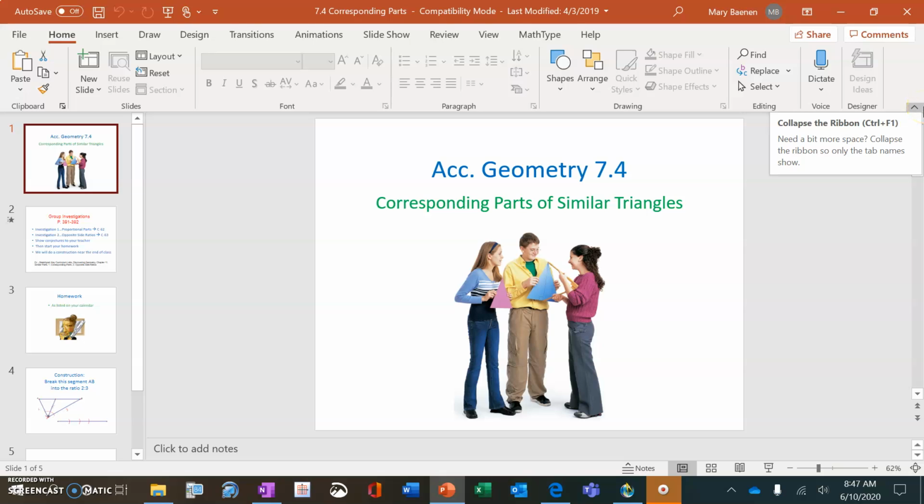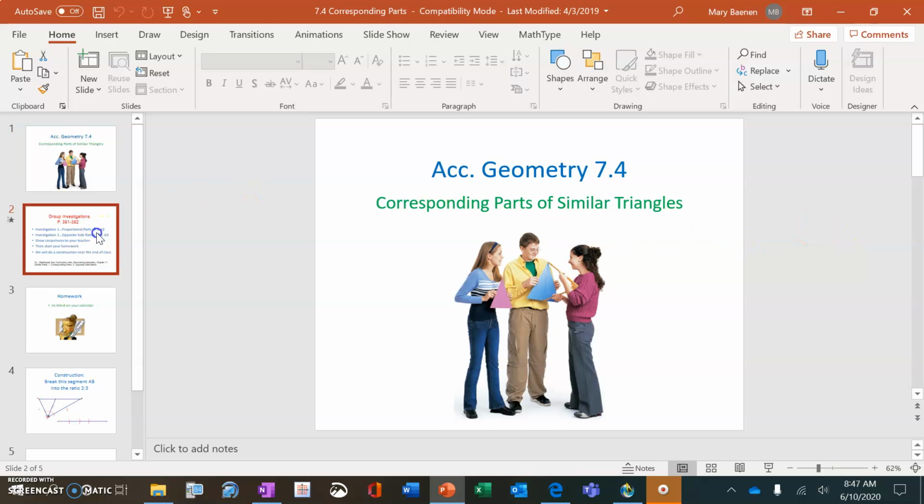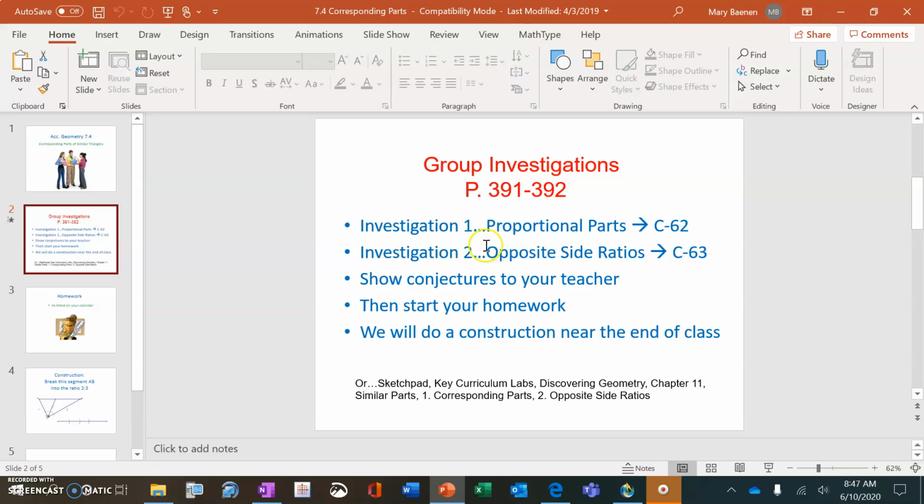This is section 7.4 of accelerated geometry, corresponding parts of similar triangles. There are two investigations. They start on page 391. Each of the investigations leads you to a conjecture. So a good thing to do would be to do those investigations to arrive at the conjectures for today.